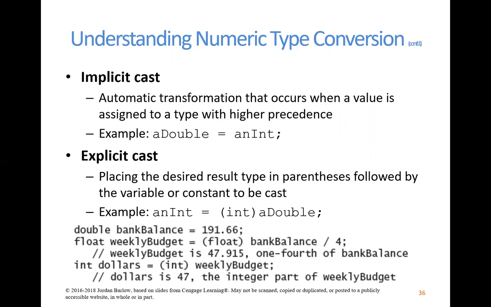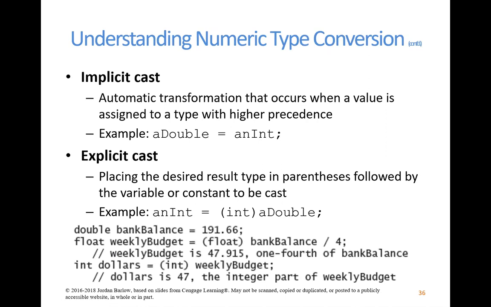So an implicit cast is what happens when you have an integer value and you want to assign that value to a double variable. So if you have something with a lower precedence that you want to assign to a higher precedence, C# can do that automatically. So if you have a variable called a double, which is a double variable, and you have a variable called an int, which is an int variable, you can do code that looks like this, where you can just assign the value of the integer to a double variable. But you can't do it the other way around. You can only go from lower to higher precedence.